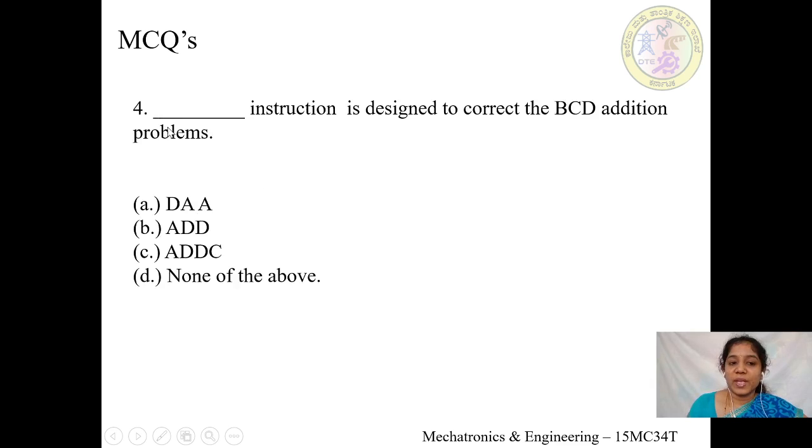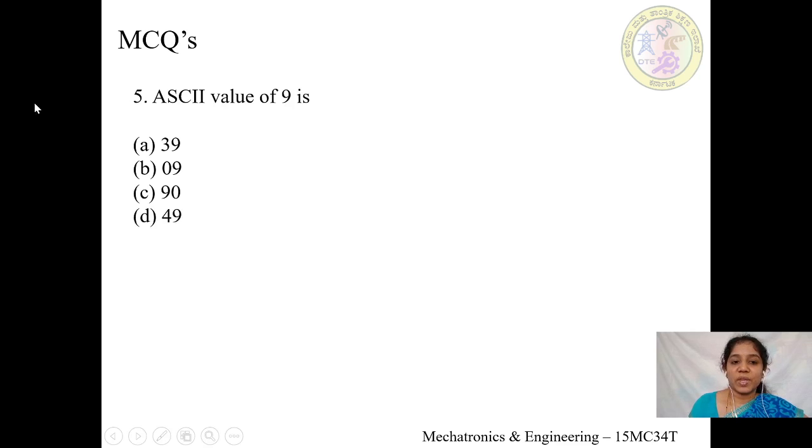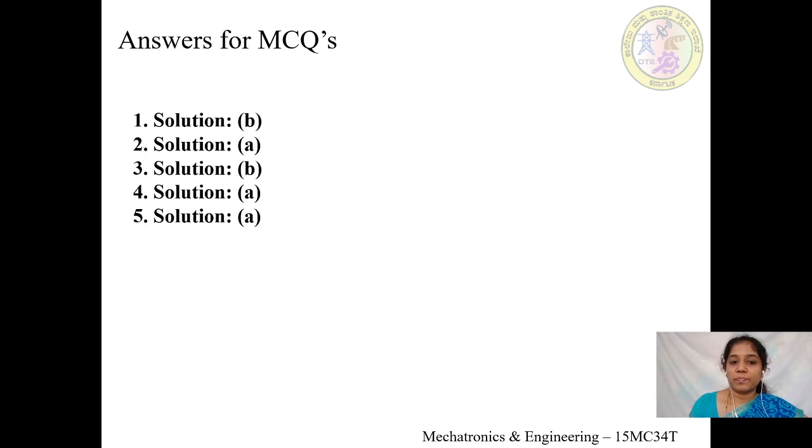Fourth question. Which instruction is designed to correct BCD addition problems? Option A, DAA; option B, ADD; option C, ADDC; option D, none of the above. Yes, the DAA instruction will be used for correction of BCD addition. Fifth one, what is the ASCII value of 9? Option A, 39; option B, 9; option C, 90; option D, 49. Yes, the ASCII value of 9 is option A, 39. These are the solutions for the MCQs. Thank you.